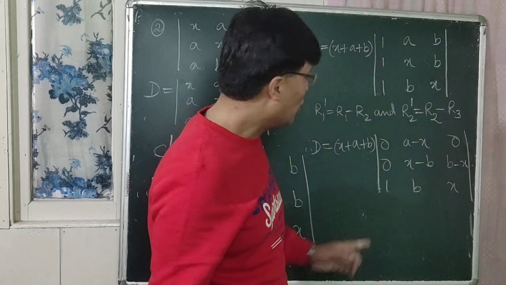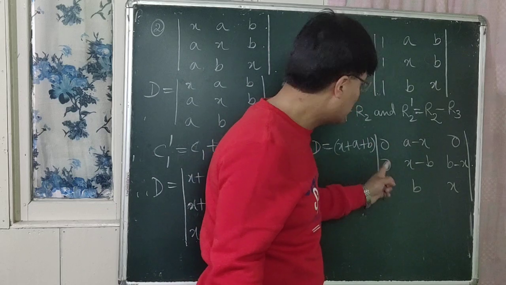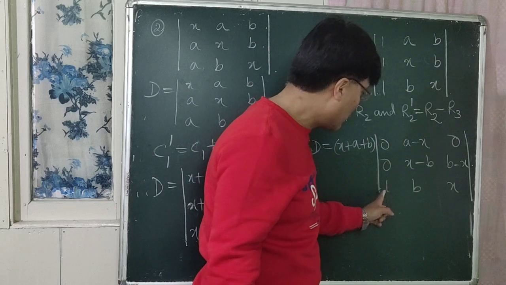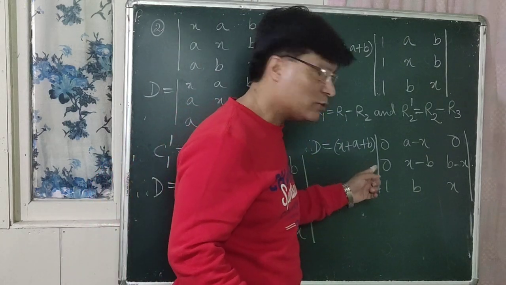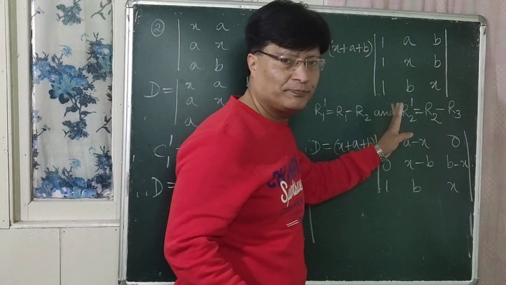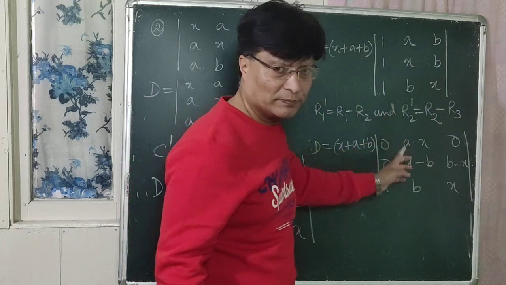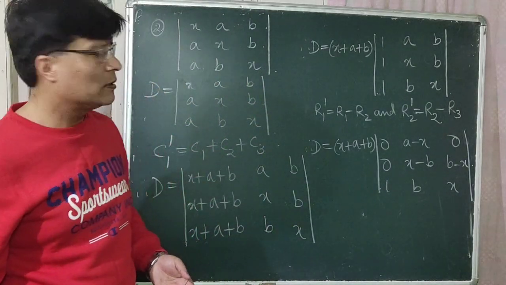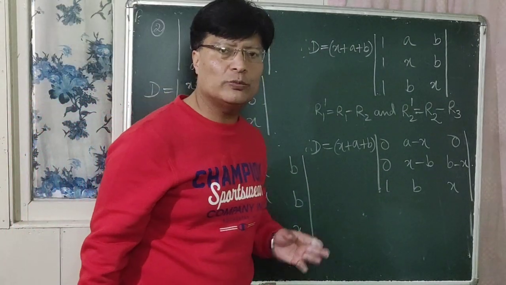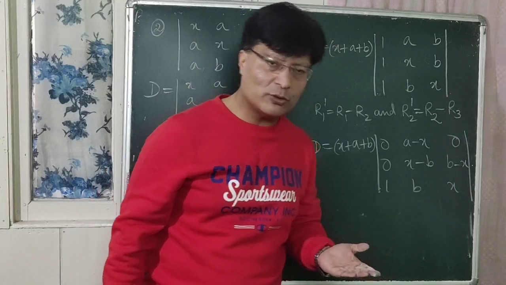Next, again, R2 dash is equal to R2 minus R3. 1 minus 1, 0. x minus b, right? Then this is b minus x, this is b minus x, right? And the third column you have to keep the same, that is 1, b, x. So I think, is it clear now? Okay.